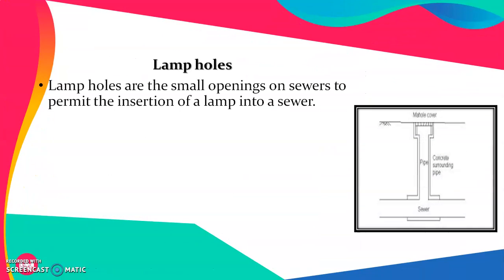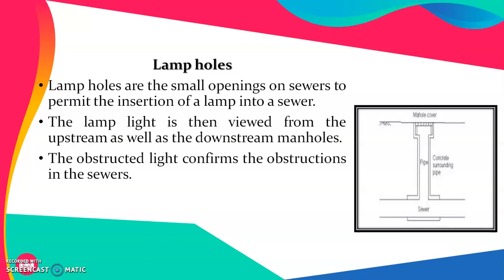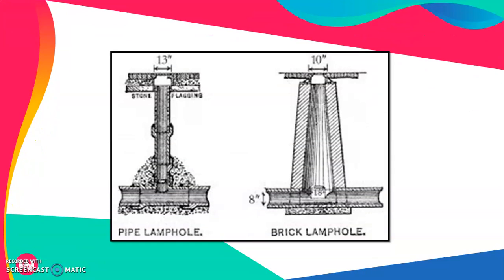Next is the lamp hole. Lamp holes are small openings on the sewers which permit the insertion of a lamp into a sewer. This lamp light is then viewed from the upstream as well as the downstream manholes, and this can help to find out obstructions if they are present between the point of viewing and the point where the lamp has been inserted. The obstructed light confirms the obstruction in the sewer.